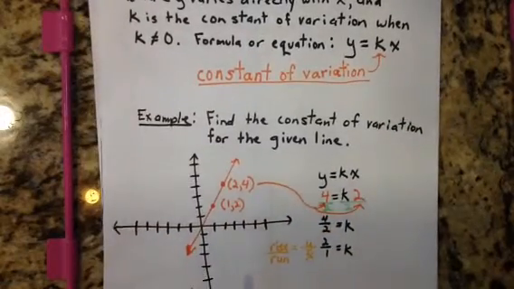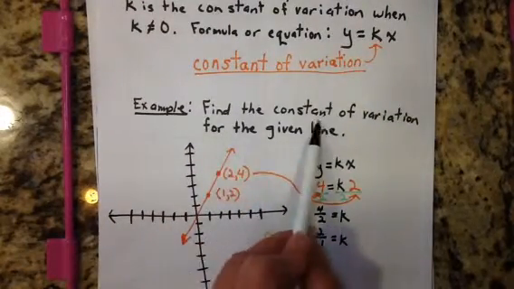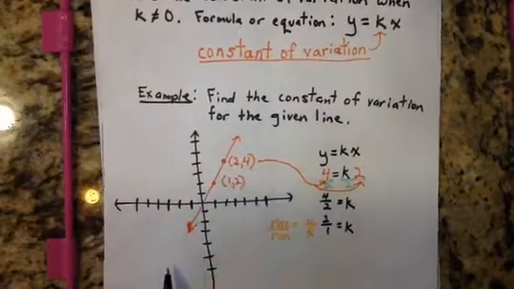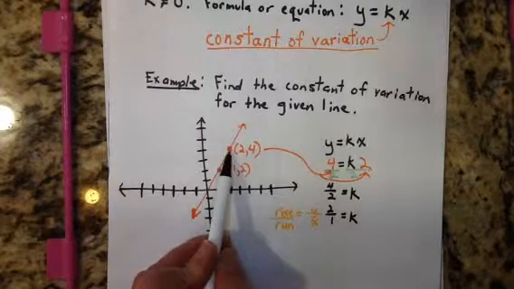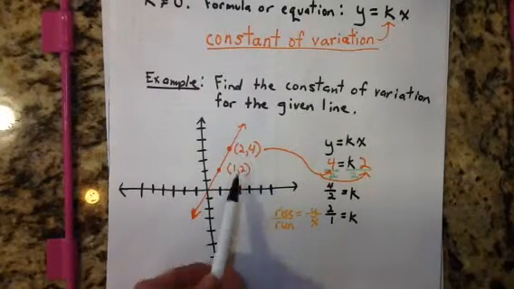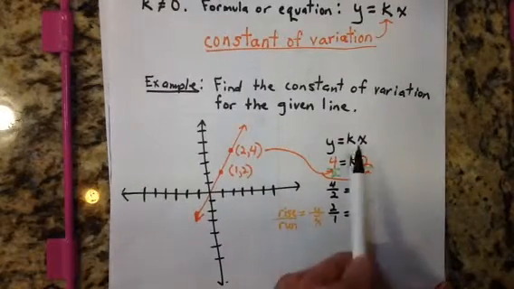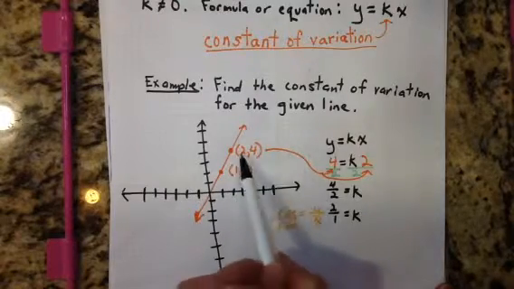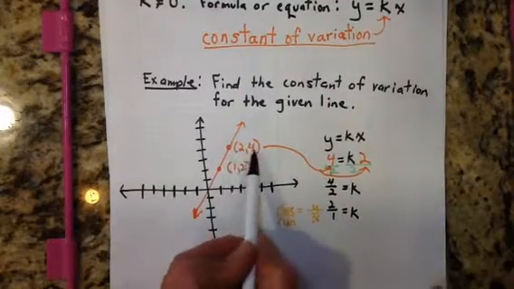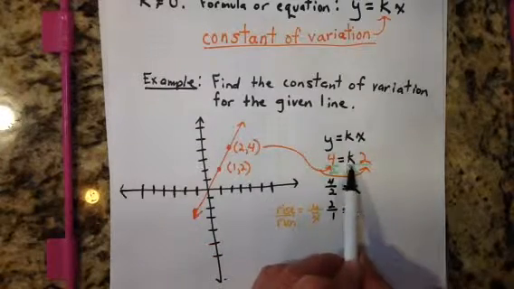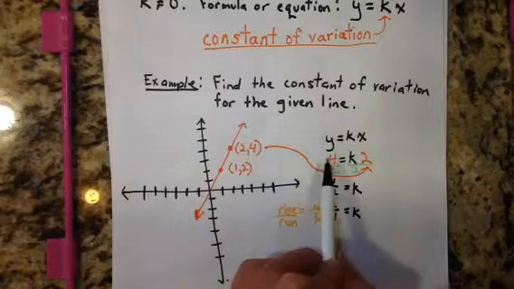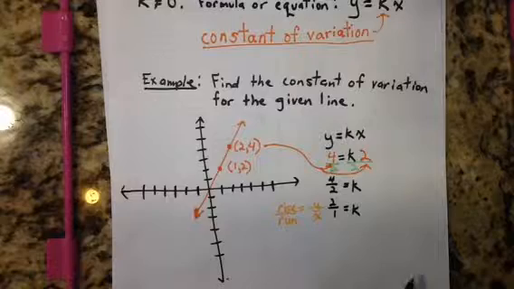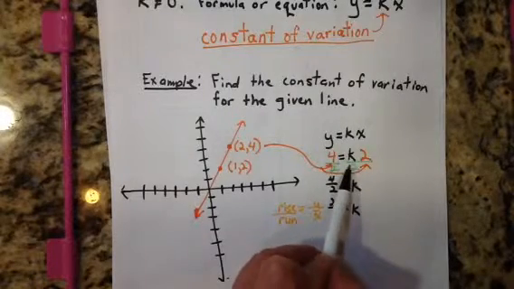So if we have a sample problem like this one, find the constant of variation for the given line. Okay, so here I've got a line graphed, and I've got coordinates on the line that are labeled. Well, if I want to find that constant, I just take one of these points, doesn't matter which one, I'll take 2, 4, and I'm going to plug in the x and the y values into my formula. So the 4 is the y value, put it here for the y. 2 is x, put it here. Okay, and then you want to solve for k. You want to get k alone.